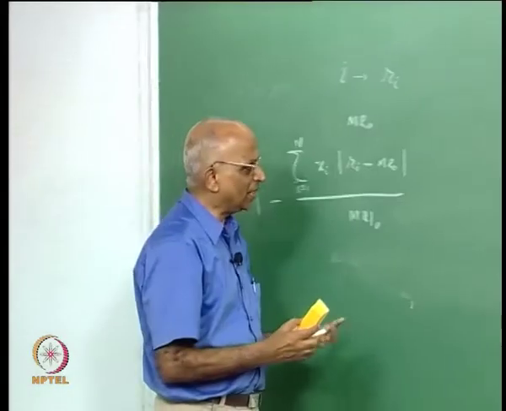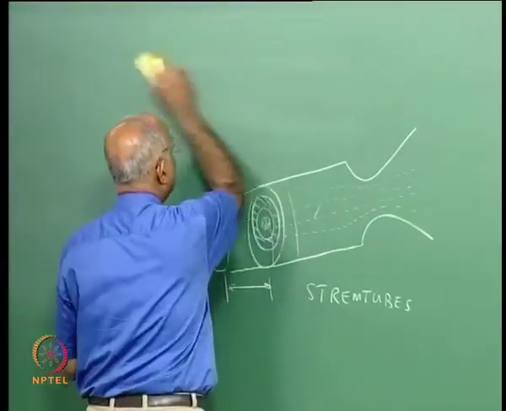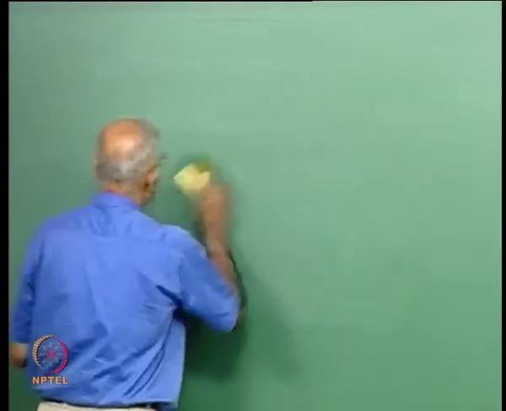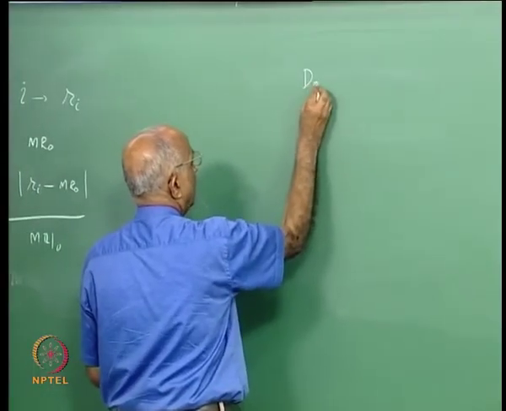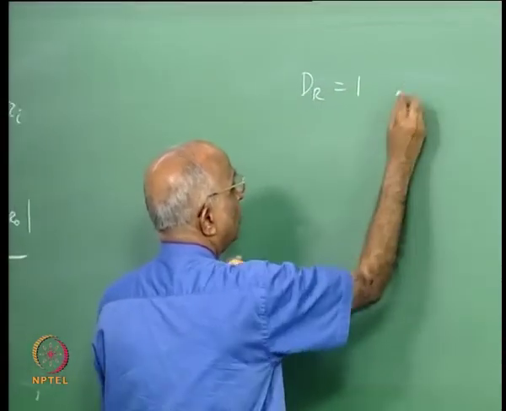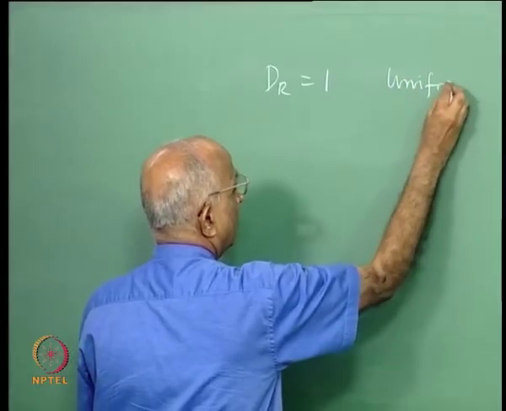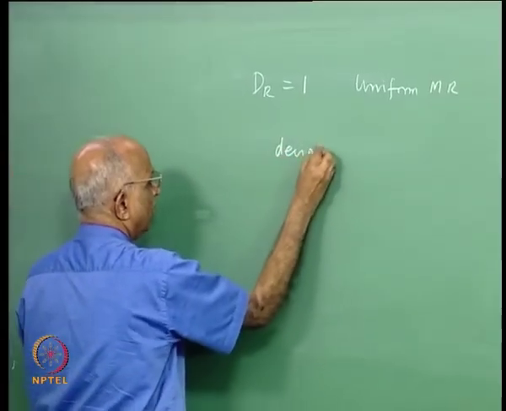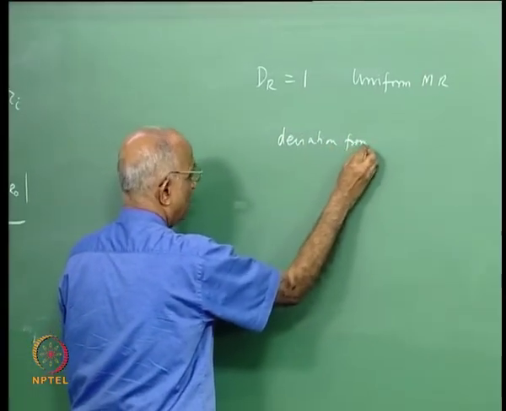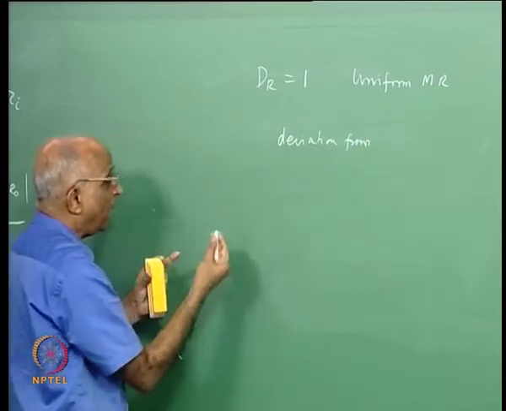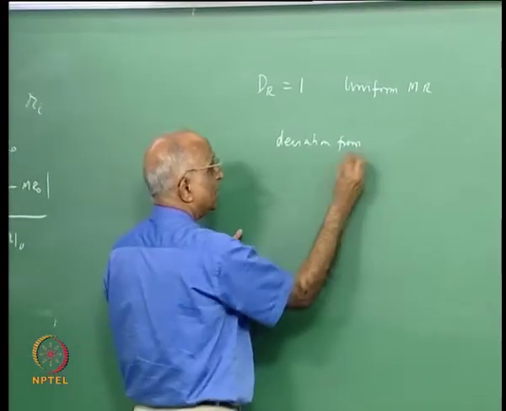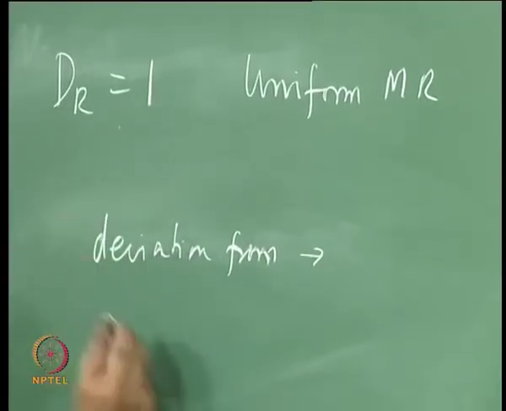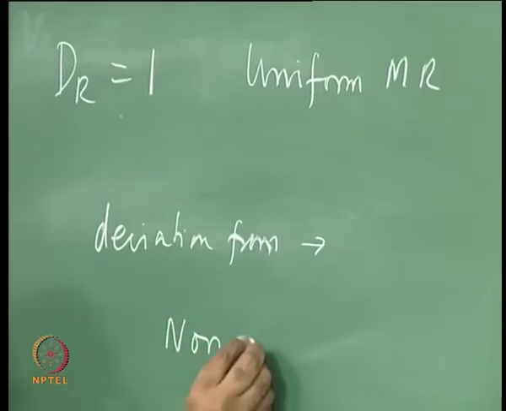Therefore, let us put it together, it is something which we must learn to use. We tell ourselves, well, the distribution parameter dr, if it is 1, it tells us I have uniform mixture ratio, whereas the deviation from 1, if it is always going to be less than 1, and the amount it is less than 1 tells us how much it is deviating from a uniform distribution, and therefore we say it is a non-uniformity parameter.